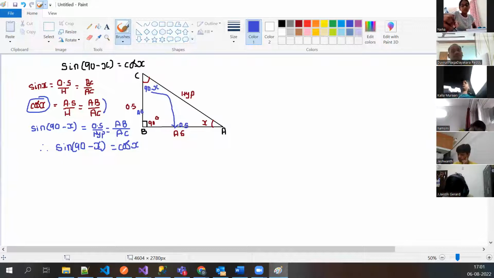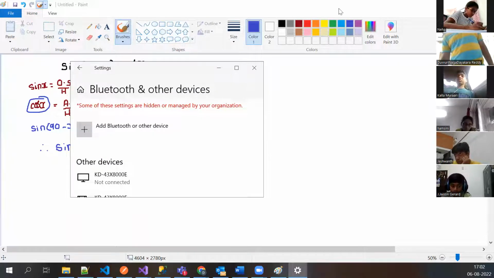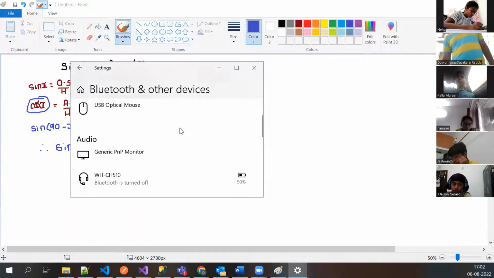Sir, can you repeat it? Since angle B is 90 degrees, the sum of the other two angles adds up to 90. Must be 90 degrees. Next line. Let us assume that angle A equals x degrees.